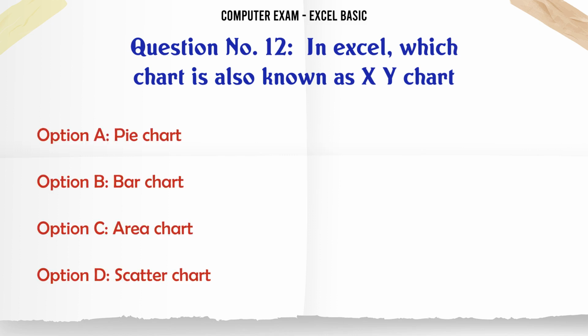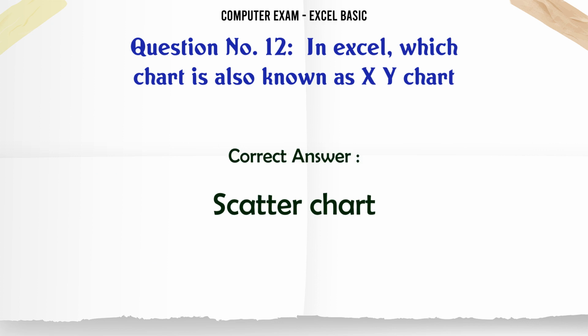In Excel, which chart is also known as the XY chart? A. Pie chart, B. Bar chart, C. Area chart, D. Scatter chart. The correct answer is scatter chart.